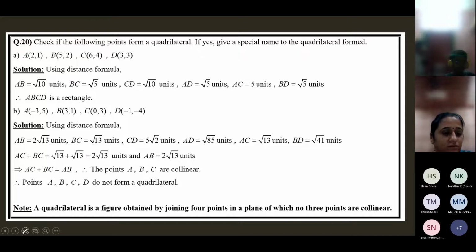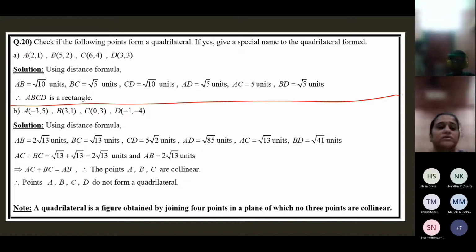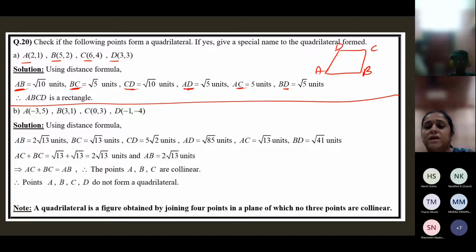You see here, this is the first one, children. We need to check if the points A, B, C, and D form a quadrilateral. Now we'll find all the line segments possible: AB, BC, CD, AD. And if it forms a quadrilateral, we need to find the diagonals AC and BD. So assuming it's a quadrilateral ABCD, we find the four sides AB, BC, CD, AD, and the diagonals AC and BD.